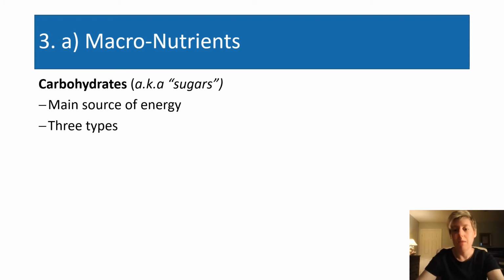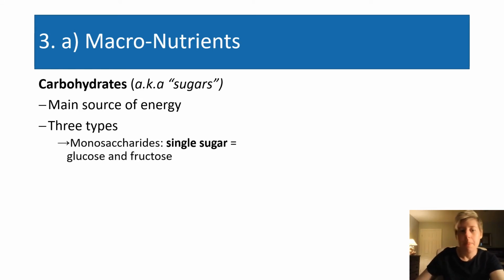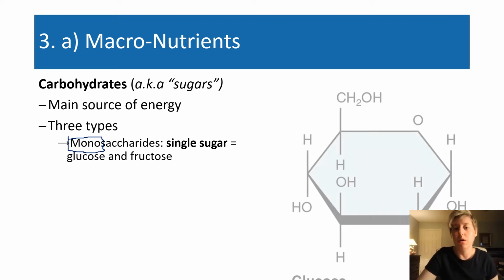So our first type is actually our least complex, which is monosaccharides. Mono is our prefix for 1. So a monosaccharide is a single sugar molecule. And examples of this are glucose and fructose.